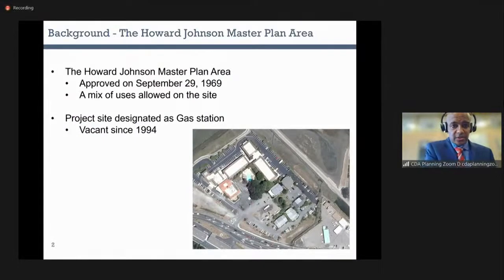Just by way of background, the project site is located at 150 Shoreline Highway. It's within the Howard Johnson Master Plan area, which was first adopted in 1969 and has been amended over the years. It has a mix of uses allowed on the site. The project site is designated as a gas station and was used as a gas station until 1994. It has been vacant since 1994. The site cleanup was completed in 1996, and it was used as a storage yard as recently as last year.